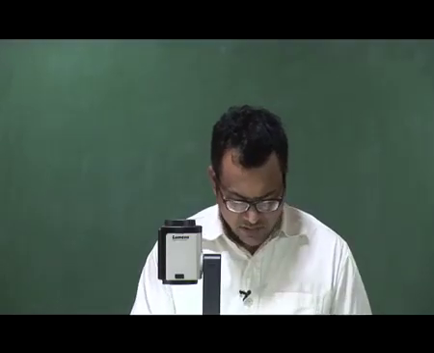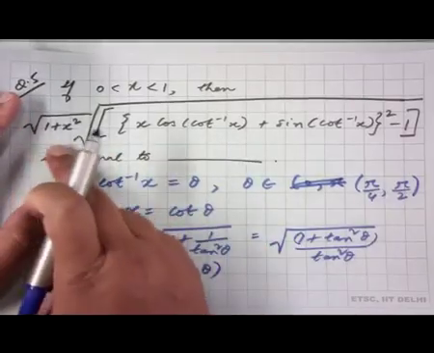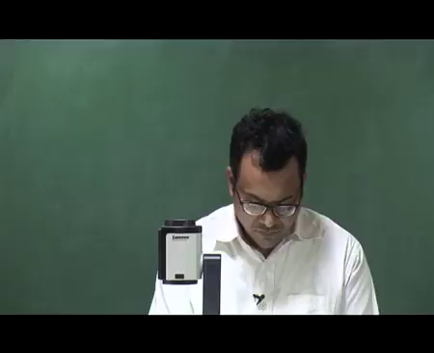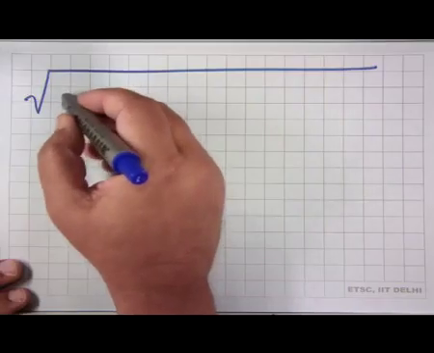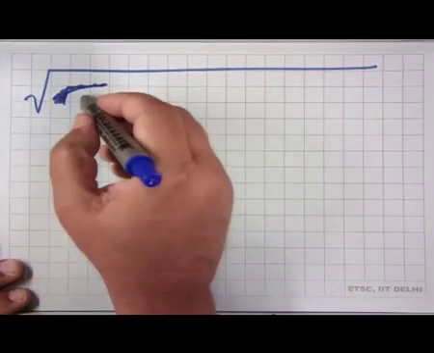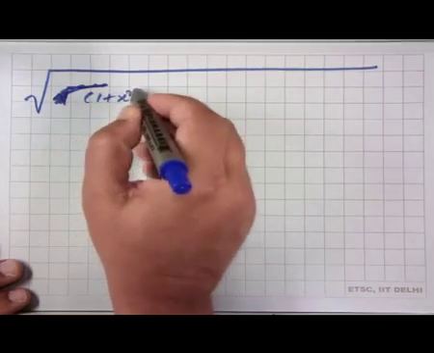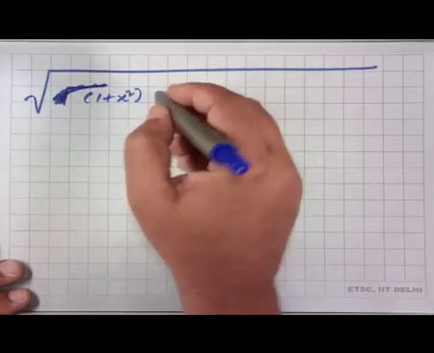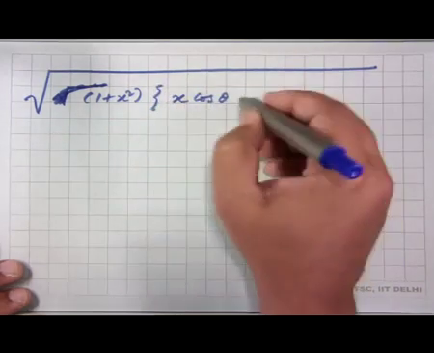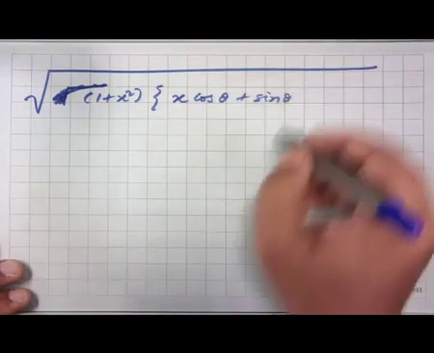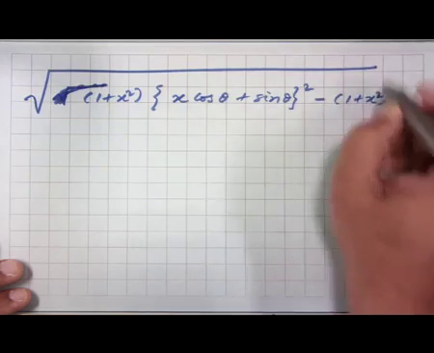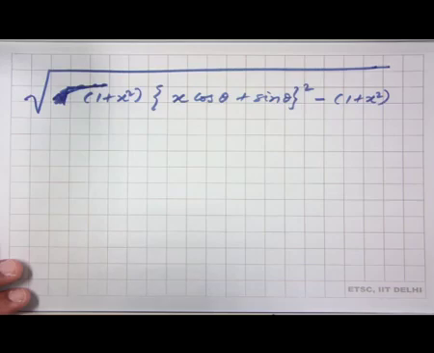It should also be noted that for theta in this range, sine theta is strictly positive. So, what we try to do is move this root of 1 plus x square inside this other square root, and then what we get is the square root of 1 plus x square times x cos theta plus sin theta whole square minus 1 plus x square. So, this is what we get.